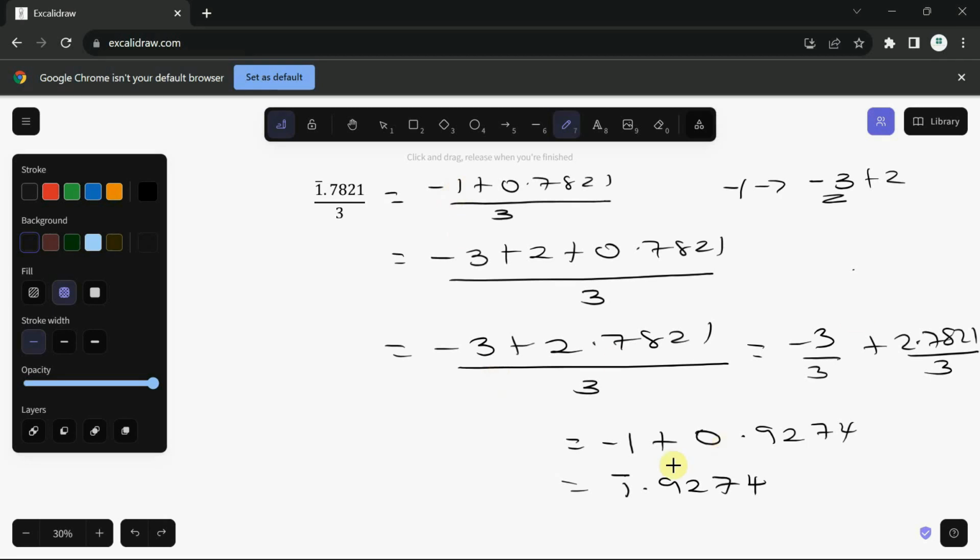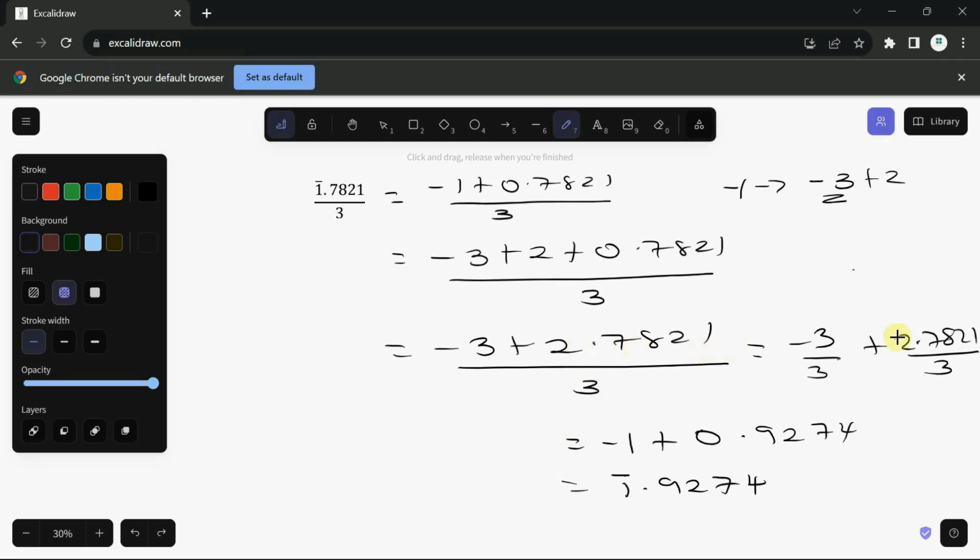So you can see now I add a minus 1, right? So I just said minus 1 can be written as minus 3 plus 2, right? So that this minus 3 can cleanly divide this 3 and I will have minus 1. So when I replace this, I now added the two positive values, which is 2 plus 0.7821. After I added them together, right? So I had minus 3 plus 2.7821. Now that I have a minus 3 that can divide by 3 and will give me a good value, right?